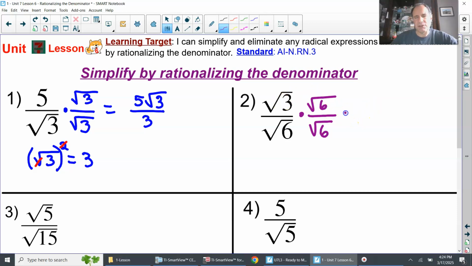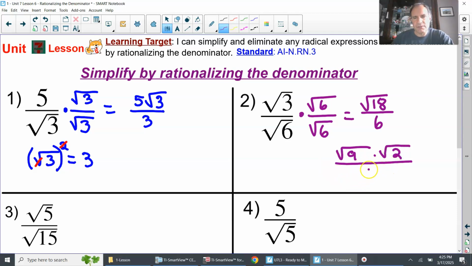The top, the numerator, is square root of 18 over 6. Because the square root of 6 times the square root of 6 is the square root of 36. And the square root of 36 is a perfect square, which is 6. So square root of 18, now we're going to take that numerator, we're going to break it up into a perfect square and a non-perfect square, which is 9 and 2. I'm sorry, square root of 9 times the square root of 2 over 6.